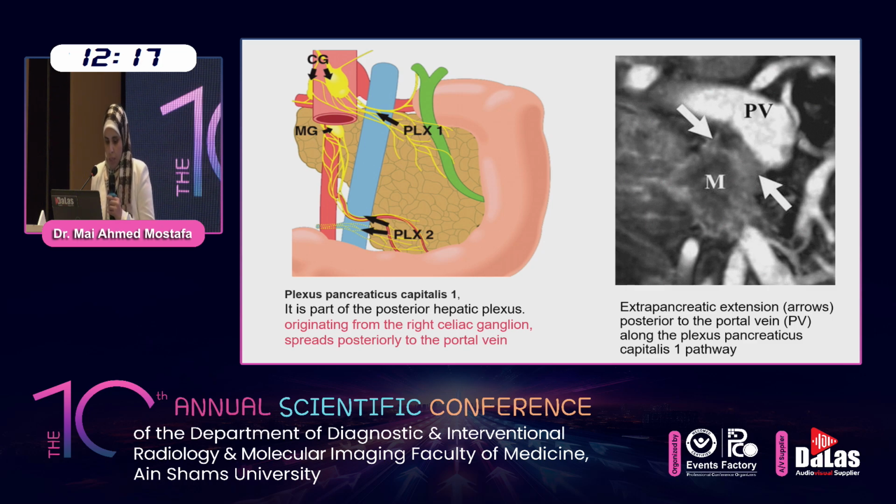The plexus pancreaticus capitalis pathway 1 is a part of the hepatic plexus originating from the right celiac ganglia and extending toward the pancreas behind the splenic vein and portal vein. As we can see on the axial CT image, there is a mass lesion within the head of the pancreas associated with a soft tissue component just posterior to the portal vein, denoting perineural spread through pathway 1.